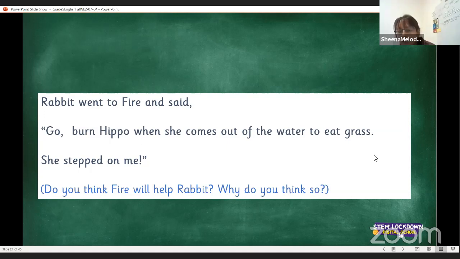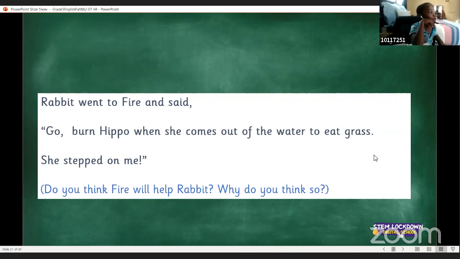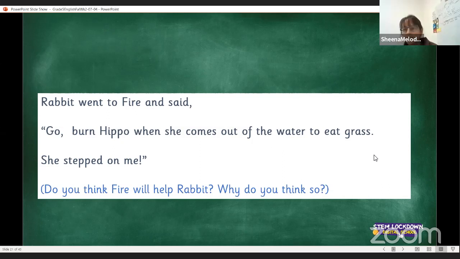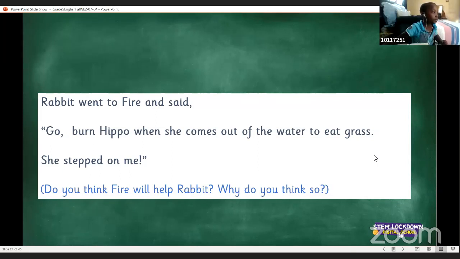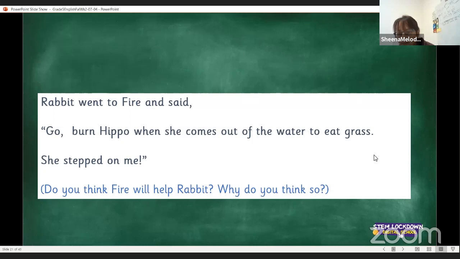Fire can't walk. Okay, fire can't walk. And this young man over here, can you see? I'm pointing to you. I don't know if you can see. You aren't muted. Maybe it was a bad thing to do, and fire felt helpless, and he didn't want to burn the hippo. So he didn't want to upset Rabbit, but he didn't want to burn Hippo either. Yes, ma'am. Okay, and over here we have a hand up.